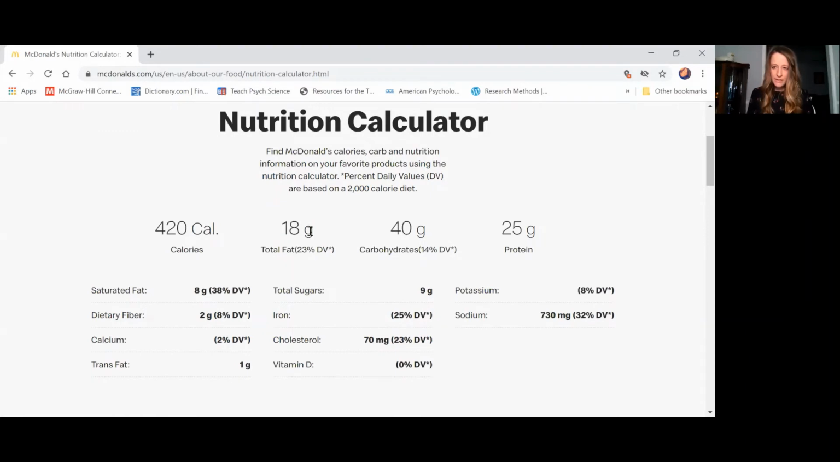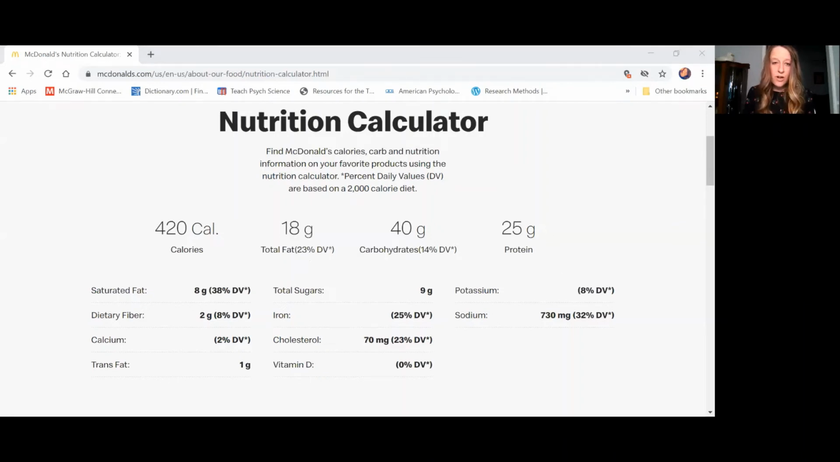So let's do a quick calculation. We have 18 grams of fat. We have 9 calories per gram. I'm going to do 18 multiplied by 9. So I have 162 calories that is due to fat out of 420 total calories. And so 162 divided by 420 is going to give me roughly 0.39 or 39%.